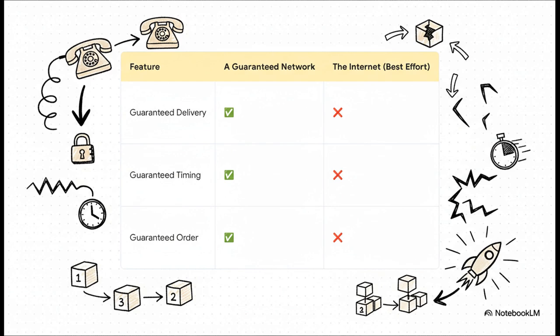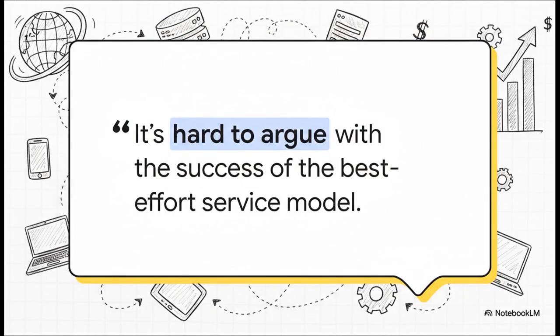Some other specialized networks, like the old-school telephone system, were built on guarantees. They guaranteed things like delivery and timing, and that everything arrived in the right order. The internet, though, chose a completely different path. It prioritized simplicity, flexibility, and raw speed above everything else. And while that might sound a little unreliable, this no-frills approach is actually the secret to the internet's incredible success. By keeping the core of the network simple, it allowed the internet to be deployed super rapidly and cheaply all across the entire globe, connecting billions of different devices without needing some complex central authority.